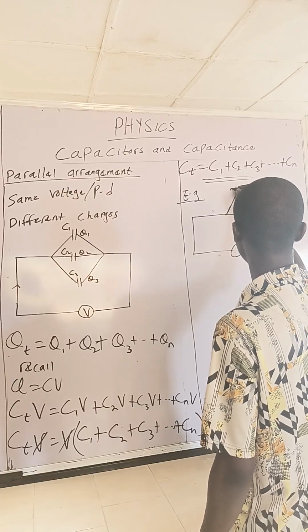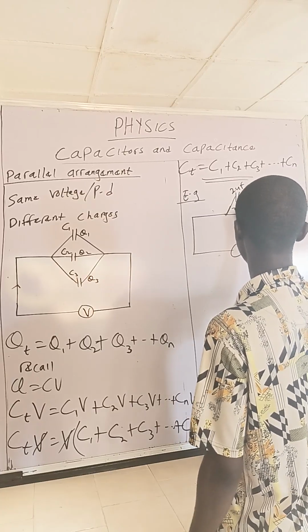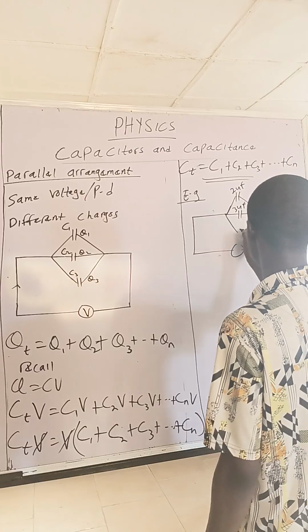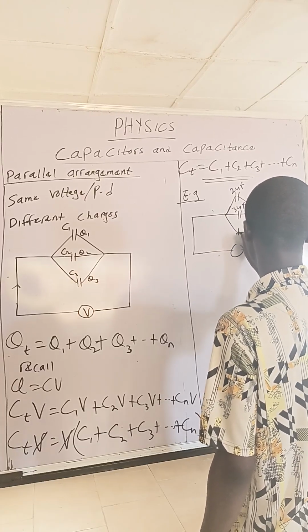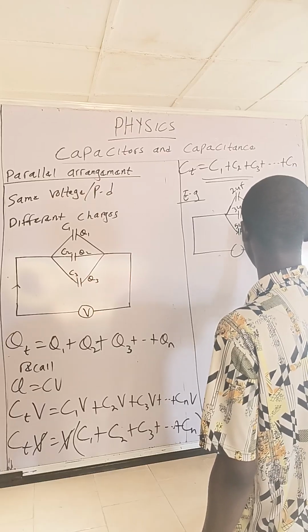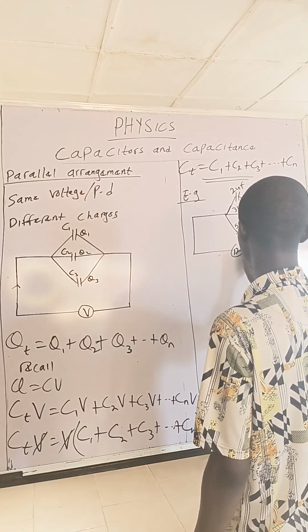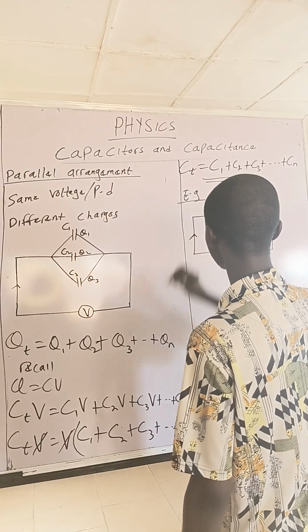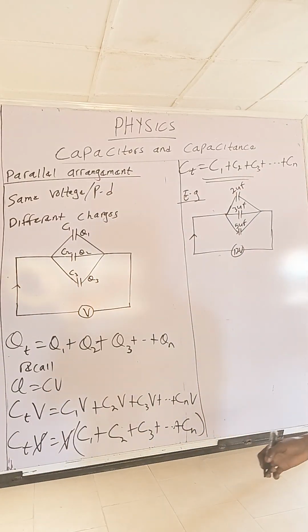Let's say we have capacitors of 2 microfarad, 3 microfarad, and another one of 5 microfarad, and we have 12 volts here. So let's see the amount of total capacitance that will be present in this circuit.